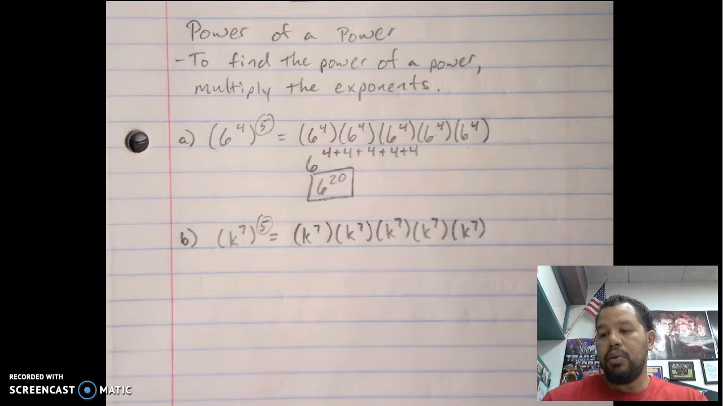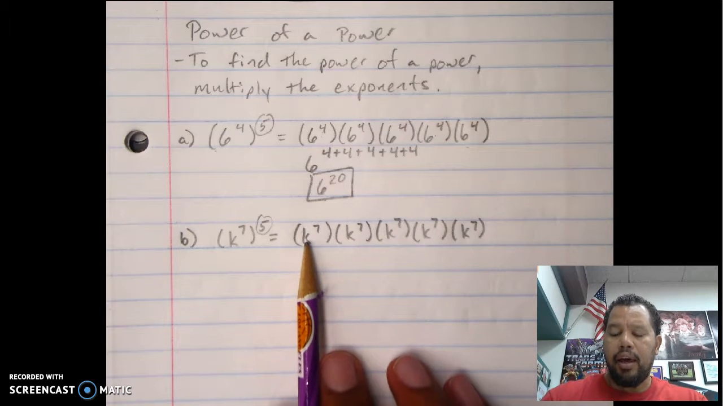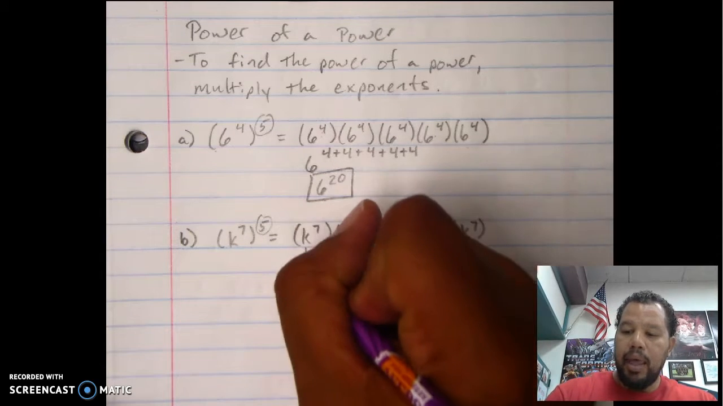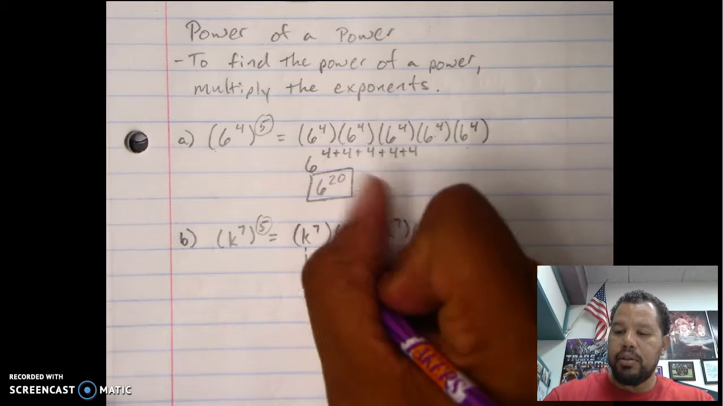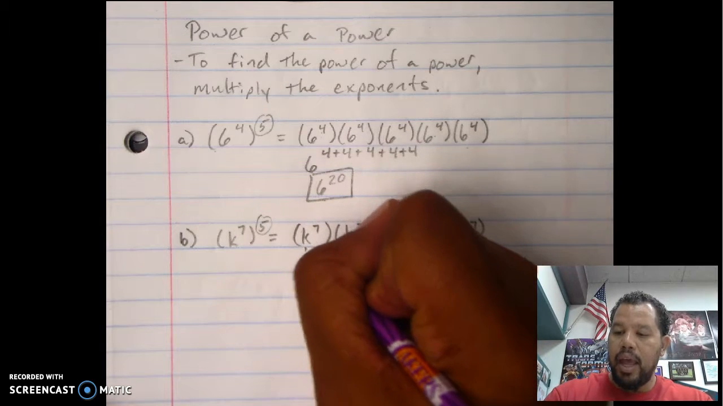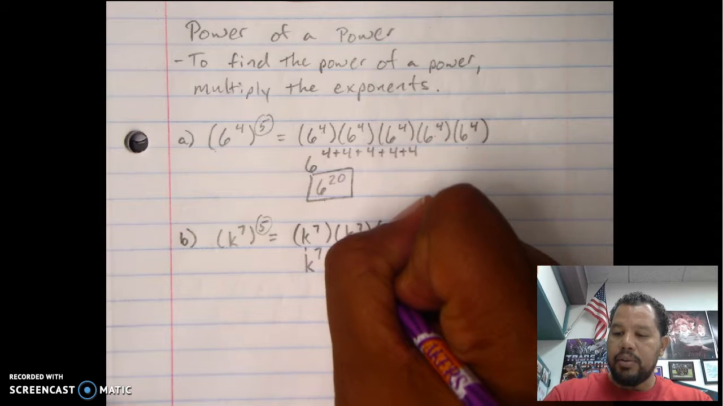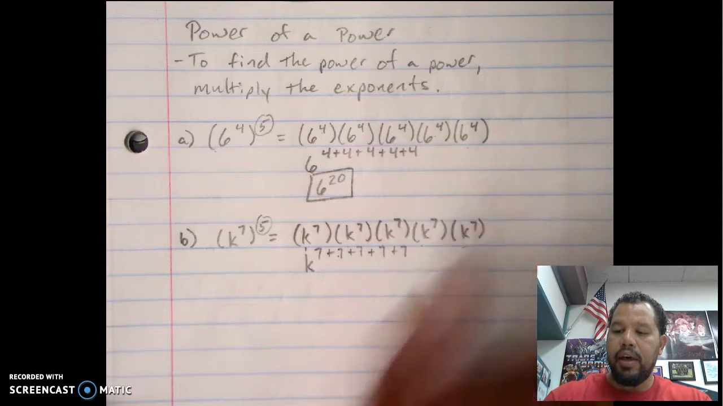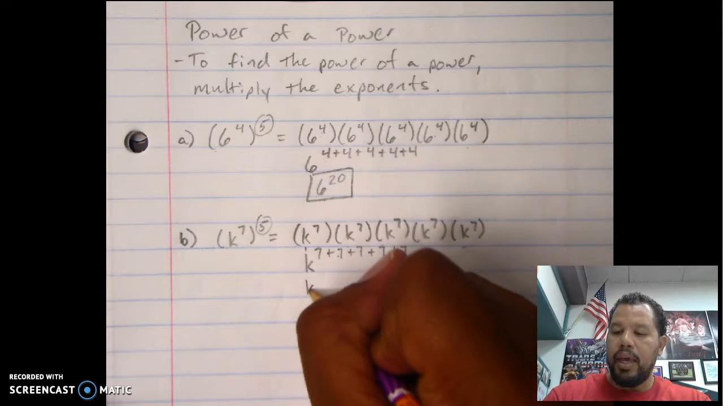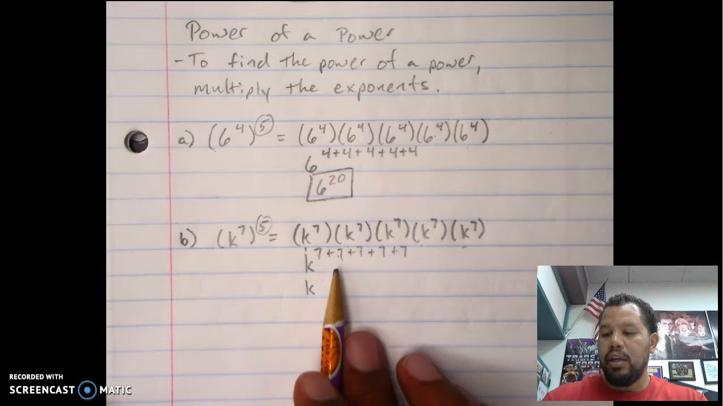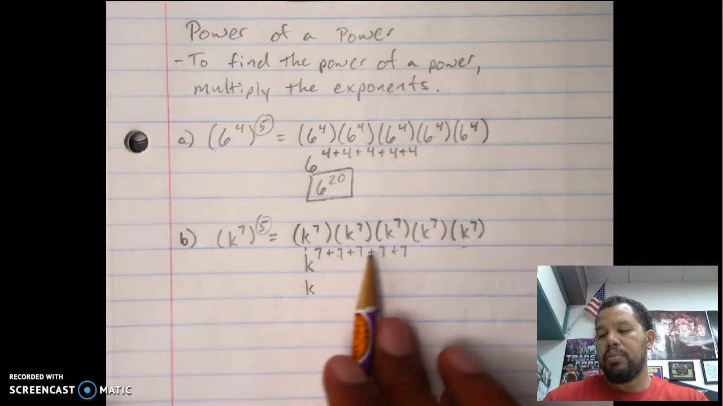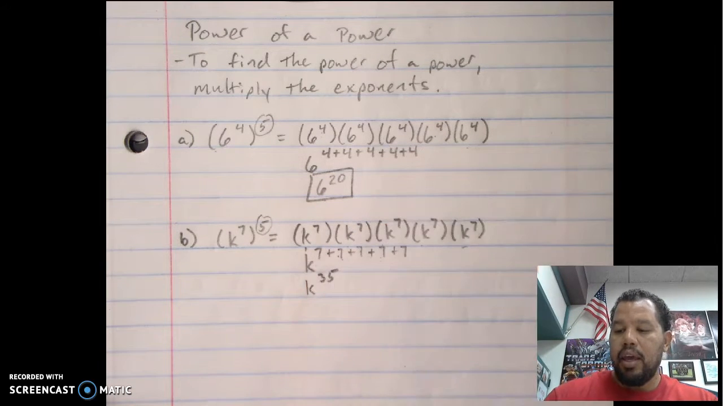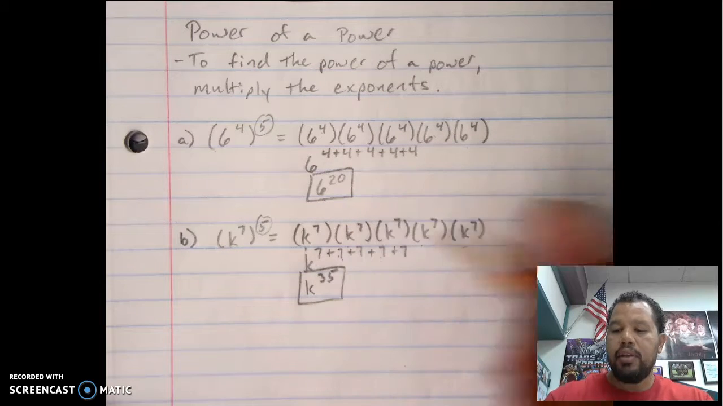So again, we use the same rule that we had before. Anytime we have a power being multiplied repeatedly like that, we keep the base, and we add the exponents. In this case, since the exponents are 7, we're going to add 7 5 times. 1, 2, 3, 4, 5. And add that all together. 7 plus 7 is 14. 14 plus 7 is 21. 21 plus 7 is 28. 28 plus 7 is 35. So we end up with k to the 35th power.